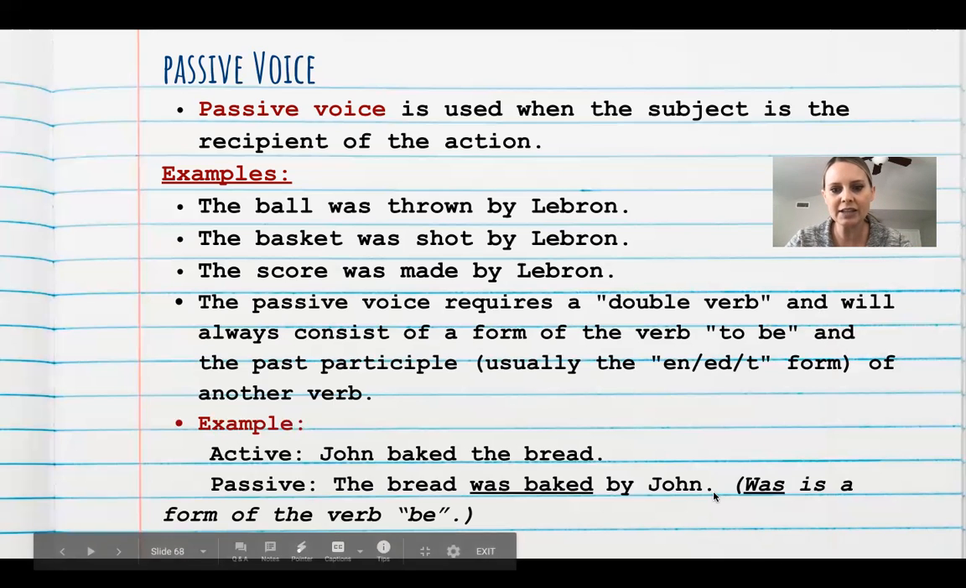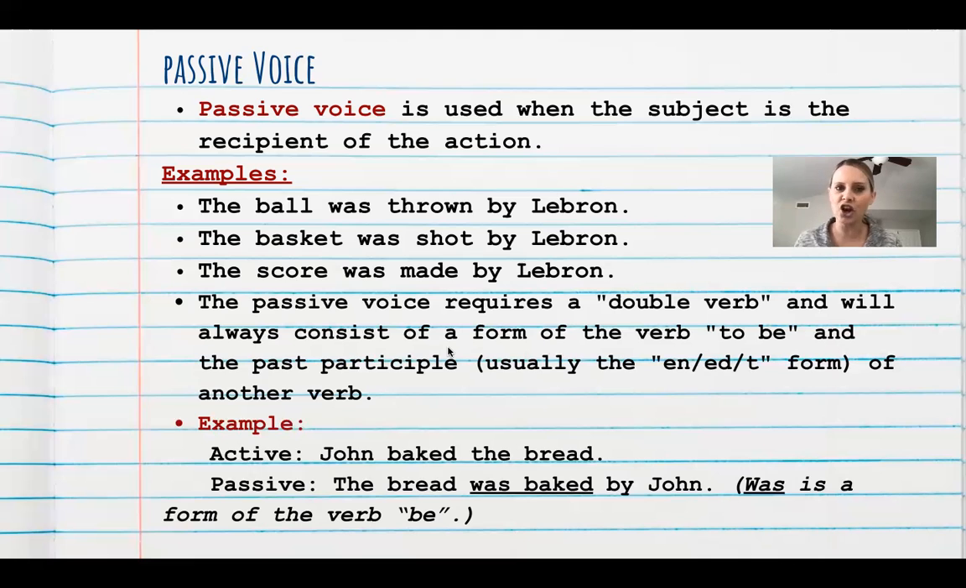So an example of comparing the two, if you look at the bottom, John baked the bread. John is the subject, baked is the verb, bread is my object. But if I switch that to passive voice, I have the bread was baked by John. So I have to add that was in order to make the sentence comprehensible. So now you know what an active voice sentence looks like versus a passive voice sentence.